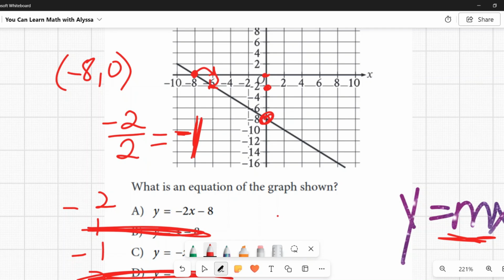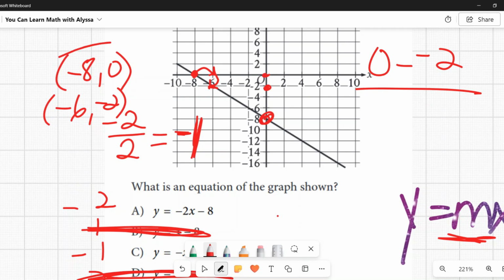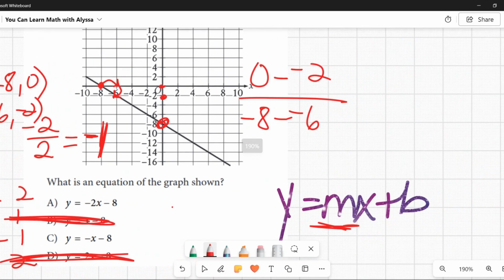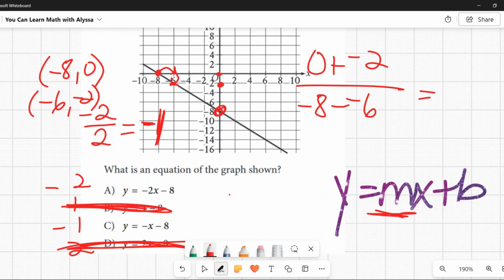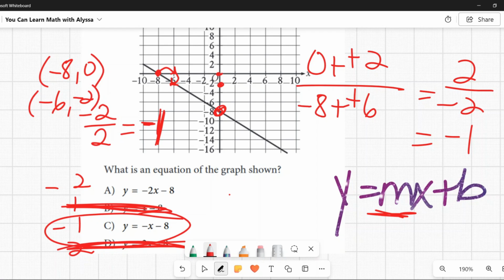Change in y over change in x. So it went from (-8, 0) to (-6, -2). So change in y would be 0 minus a -2. And you can start with either one. Just when you're doing this, make sure you start with the same pair and then go to the other pair. So I'm starting with this top pair and then subtracting the bottom pair. So 0 minus a -2 on the top, and then -8 minus a -6 on the bottom. 0 minus a -2, or plus a positive, would be 2 on top, and -8 minus a negative, or plus a positive, -2 on the bottom. Again, I get the same thing, -1. So C with that slope of -1 is my answer.